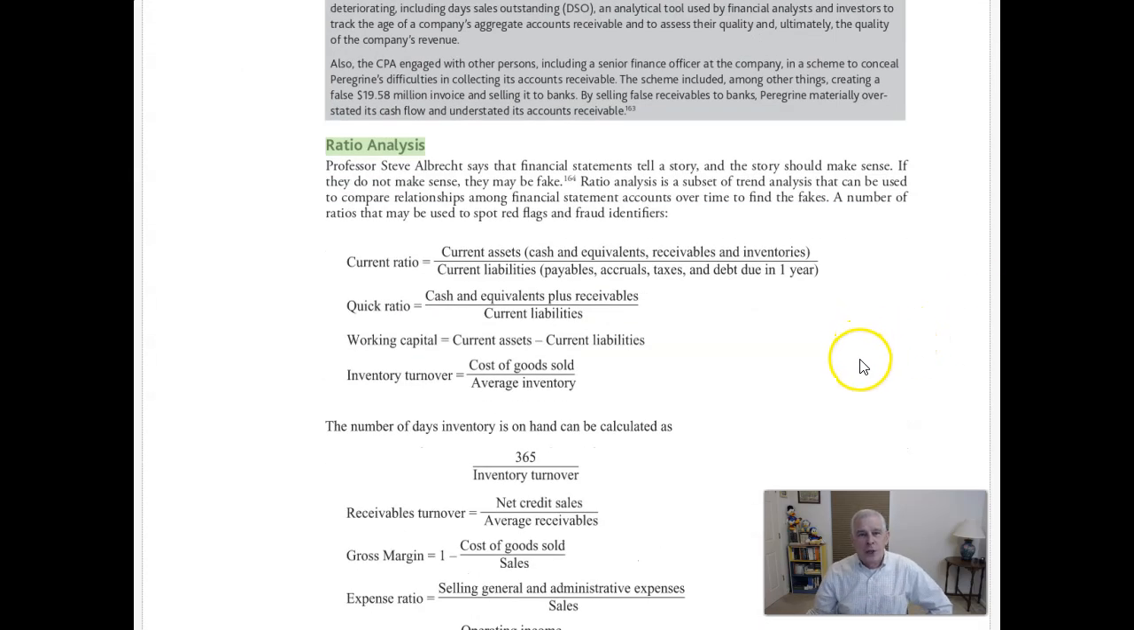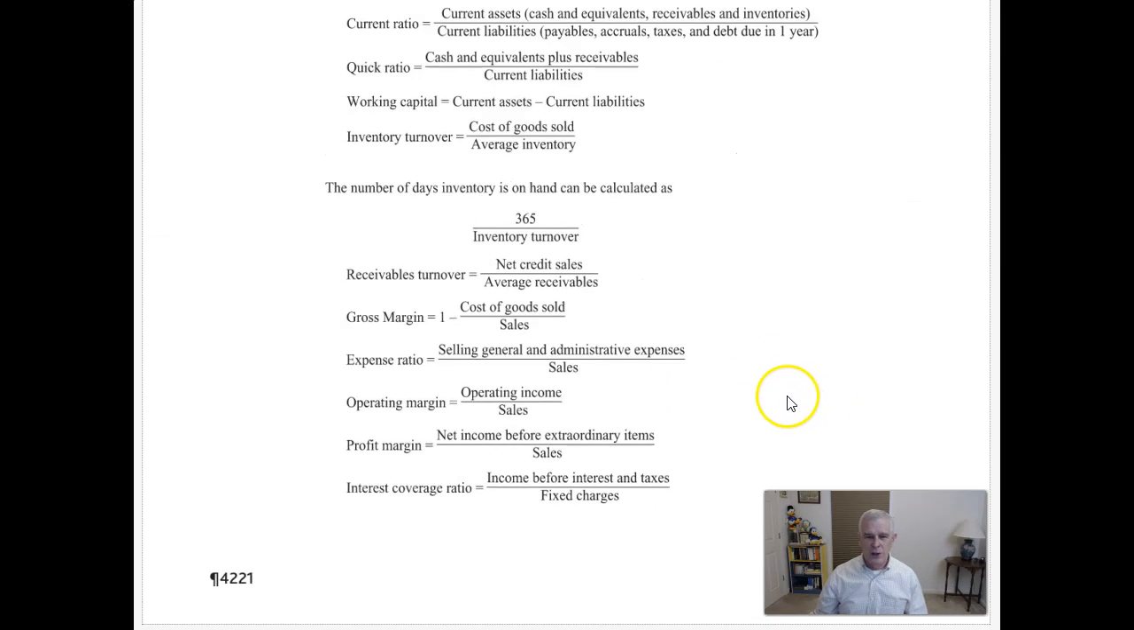Ratio analysis, same thing. Do these ratios look, now I want to say correct, but look reasonable, I should say. Whether it's the current ratio, quick ratio, gross margin ratio, do these look reasonable? And have you seen these in your accounting finance courses in the past?